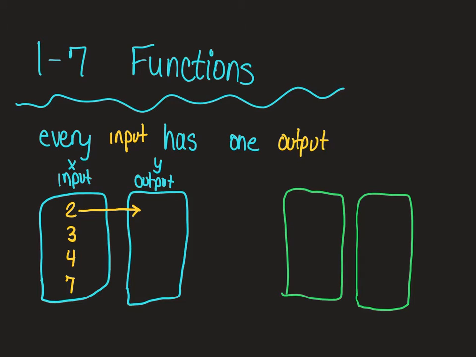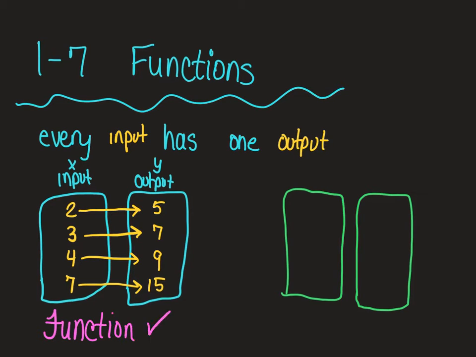So 2's output could be 5. And 3's output could be 7. 4's output could be 9. 7's output would be 15. Okay? Every input has one output. So what would it look like to not be a function? Let me just write that down. This one is a function. It passed the test. Yay.